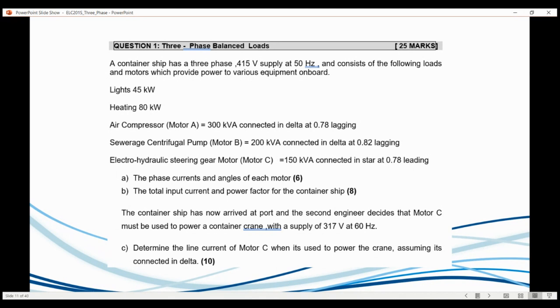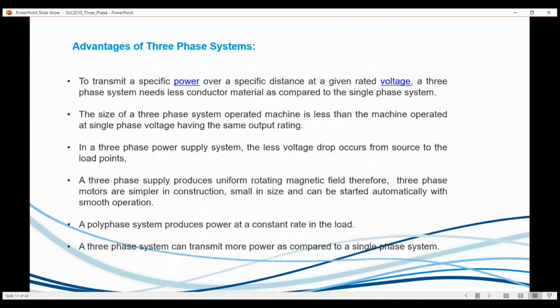Initially it was at 415 volts and 50 hertz, and then 317, and when at port it's going to be used to power at 360 hertz. Obviously this was a theoretical example, but it's something similar. We have to use a frequency converter here, thanks to Zimkita, to get this correct. That's a case of a question for next semester, which we will look at a bit now.